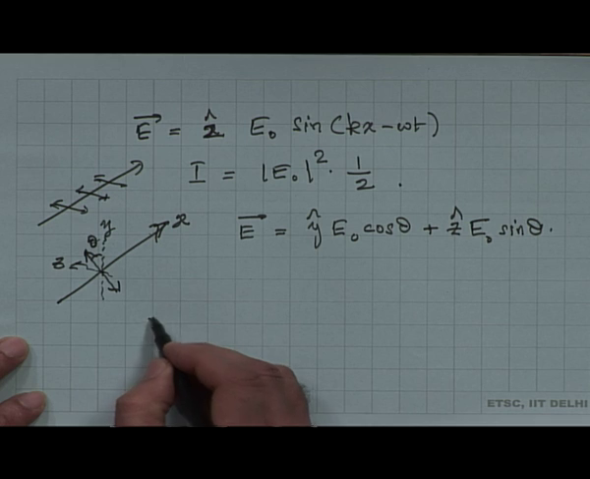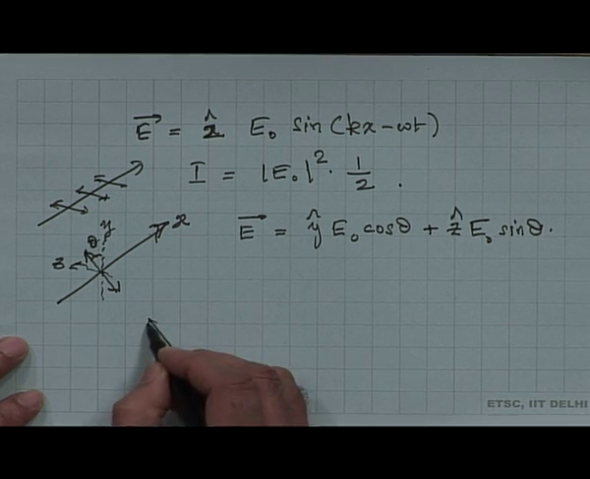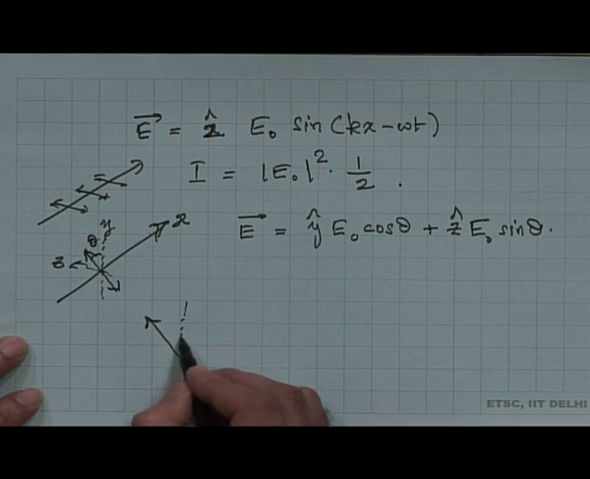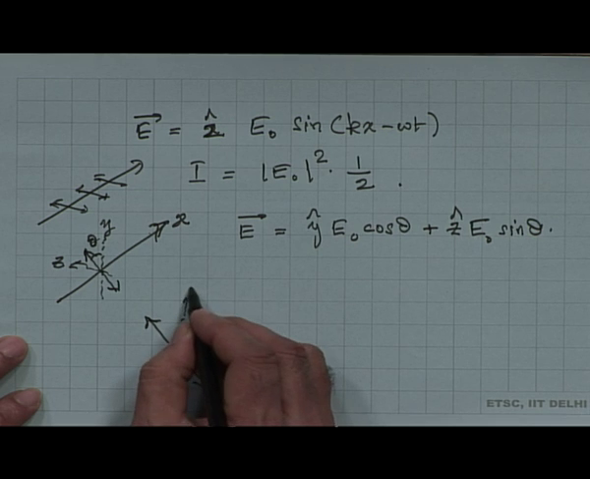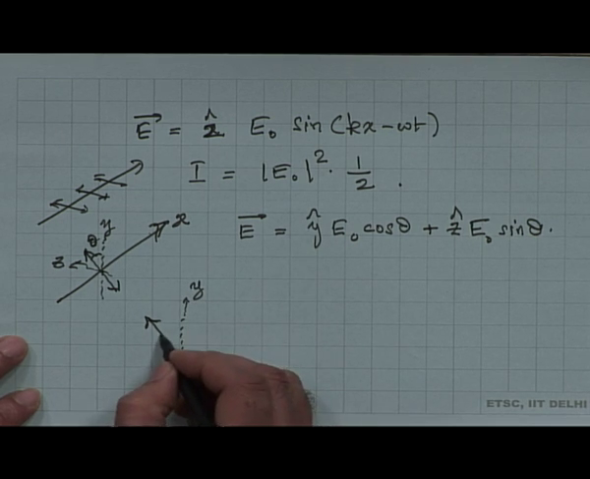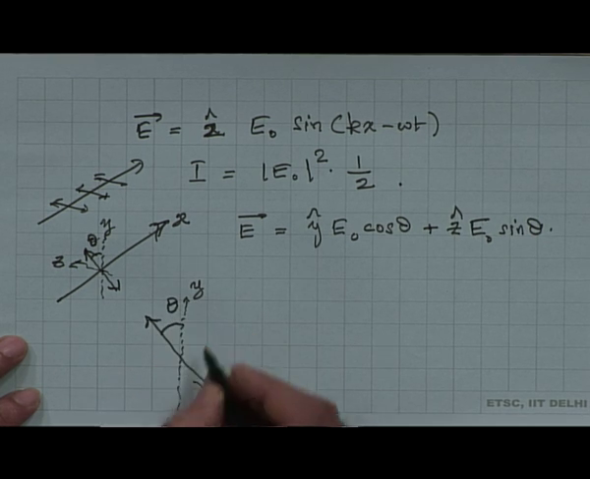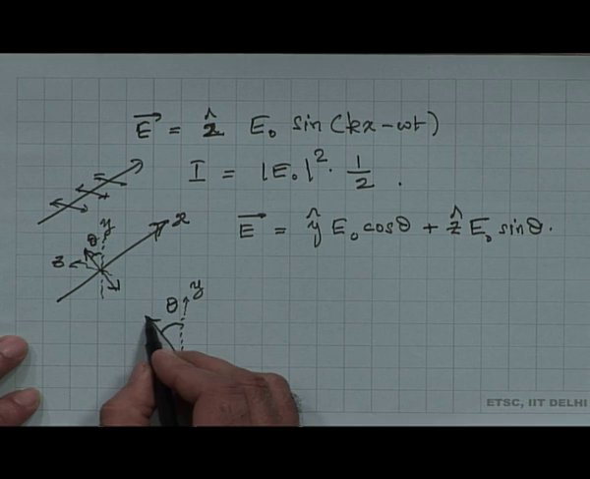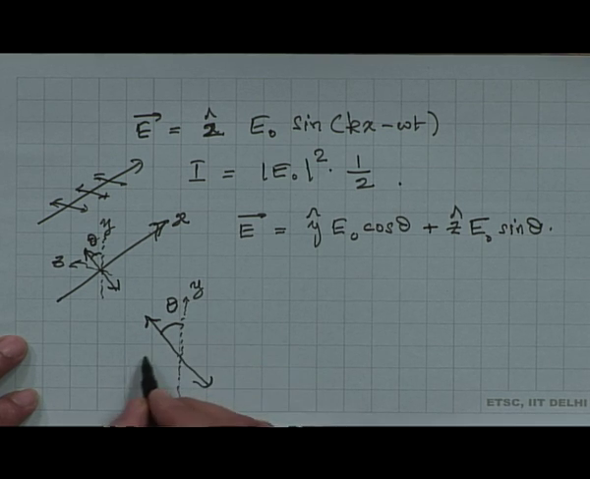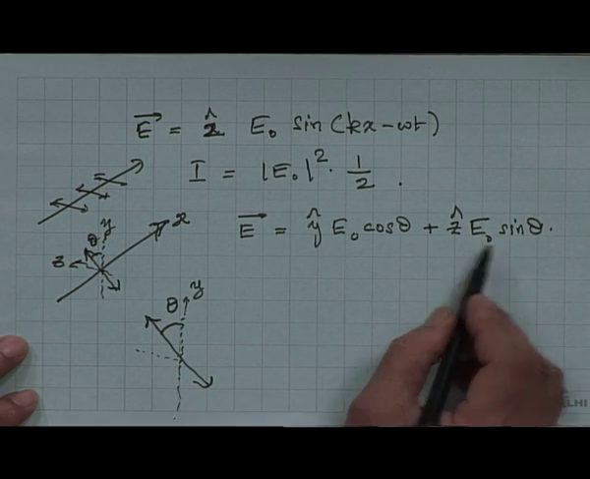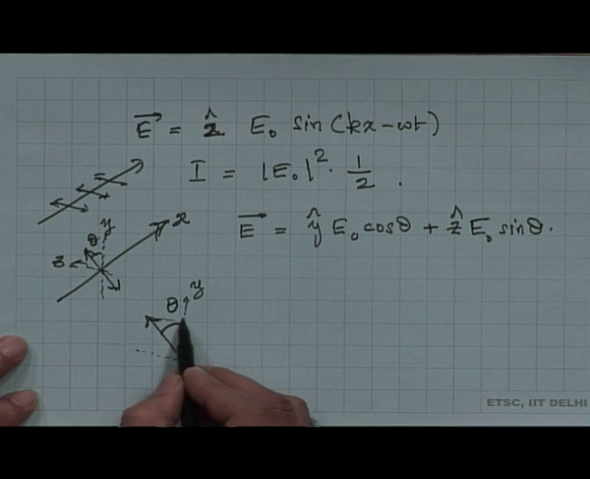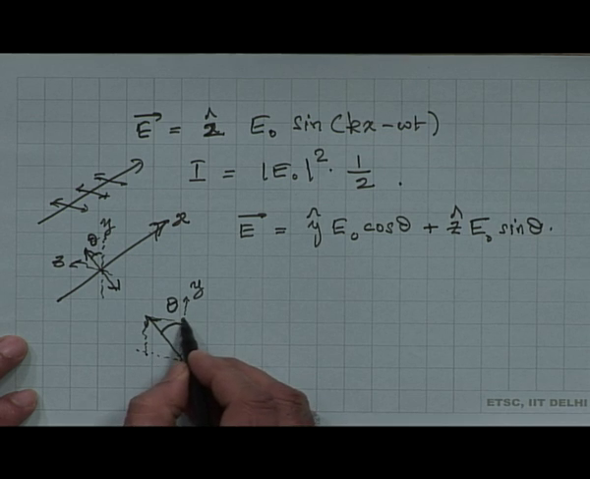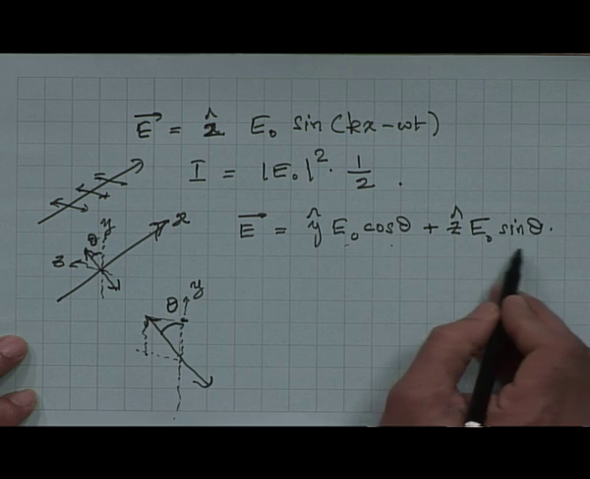So, we can see this more carefully. Let me draw it more carefully. So this is the y direction, this is the electric field, and this angle is theta. It has one component along y, which, if this is E 0, is E 0 cos theta. The other component, along z, will be E 0 cos of (90 minus theta), that is E 0 sin theta. So, that is what I have shown. It has two components: E 0 cos theta and E 0 sin theta.